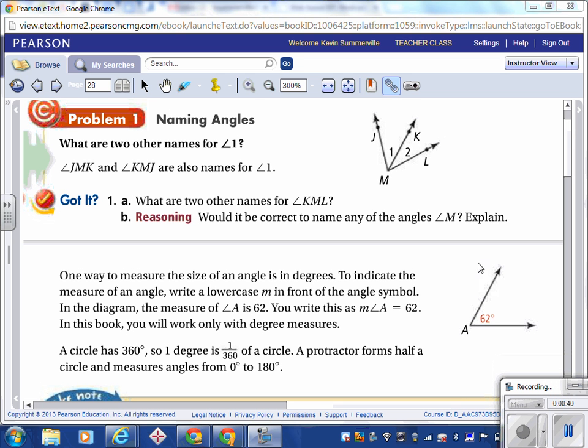Let's take a look at this picture right here. How would I name this angle, or how would I write that down? Angle A and 62 degrees. You can name it, measure angle A equals 62. So the way of naming this picture would be measure angle A equals 62.